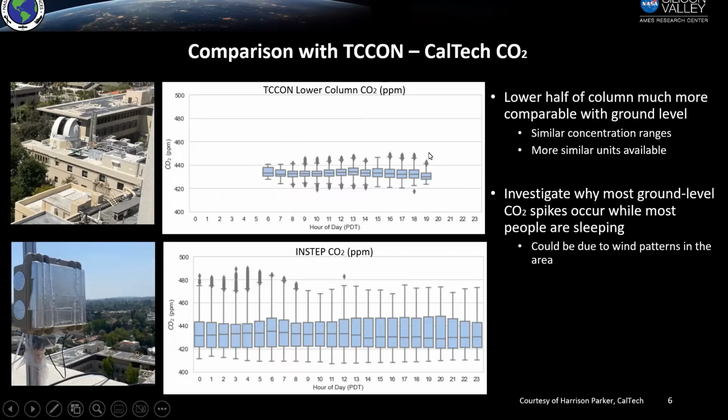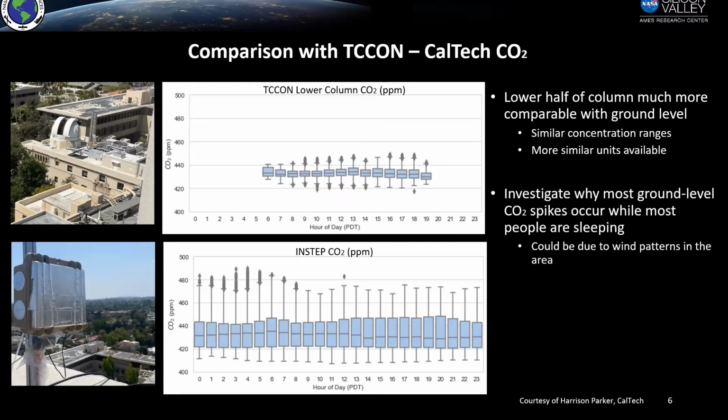For the TCON, we have a partner, Harrison Parker at Caltech, who was able to share with us some data that he's manipulated from the TCON to look at just the lower column, the lower 2 kilometers of that data versus the entire column. So it's looking at just the data that is closer to the ground in terms of the whole column of TCON data. And we do see a lot more agreeability between that data and ours. Although they're still a bit different, we are at least seeing the same range of concentrations. That's a really good sign for us of narrowing down on a closer comparison and seeing how well these two instruments are doing compared against each other. So that was a really promising first step.